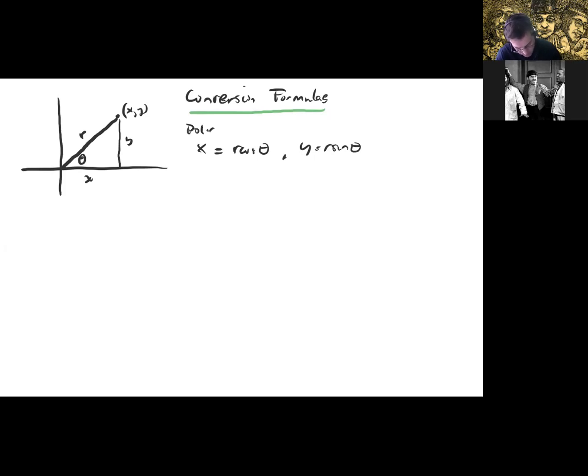And this is the way to go from polar to rectangular. If you know the r and the theta, you know x and y.